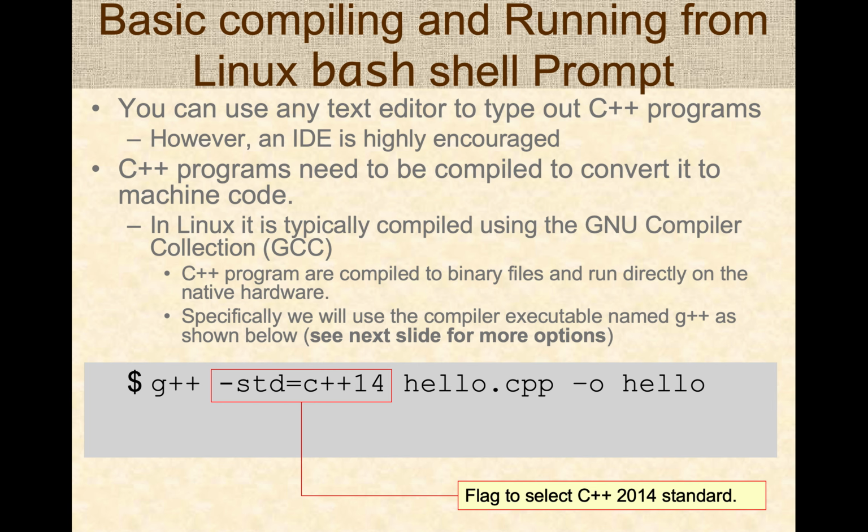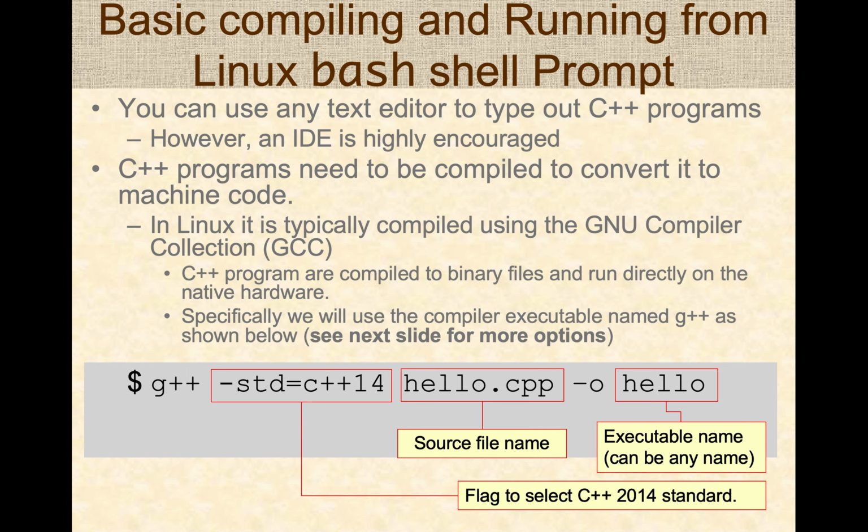Here you're selecting the use of the C++ 2014 standard by specifying --std=c++14. You'll specify the source file that you've typed in. Typically, you will have the .cpp extension. And then you'll generate the output, or the machine code, into another file, which is the executable file. You can give any name for the source and executable files, but typically you'll keep them coordinated. And in Linux, executable files typically do not have any extensions.